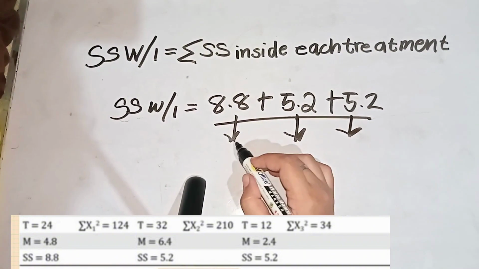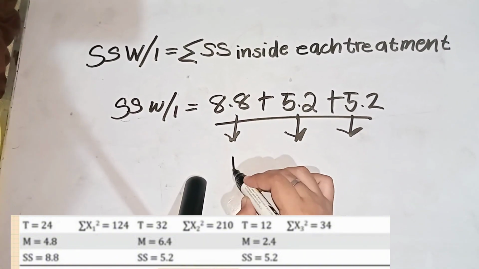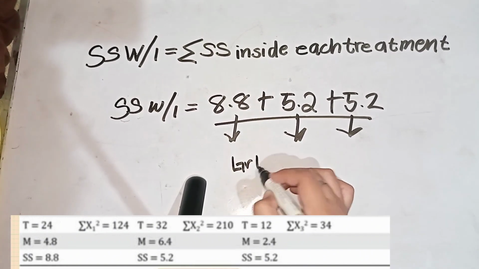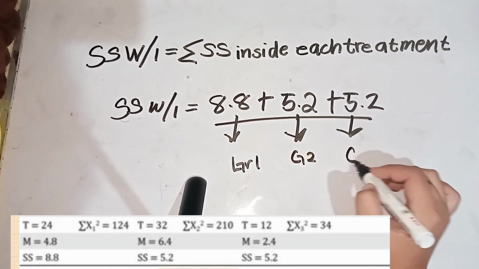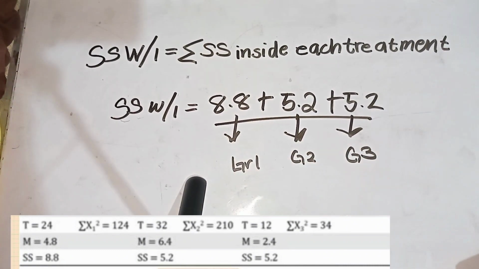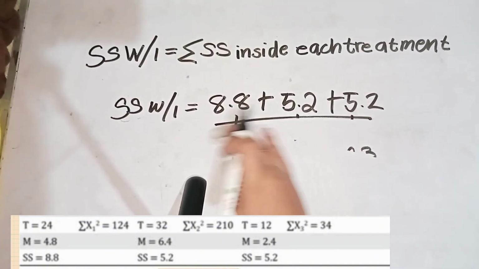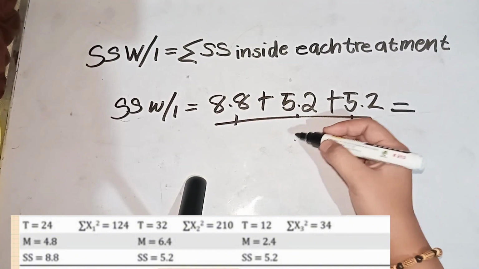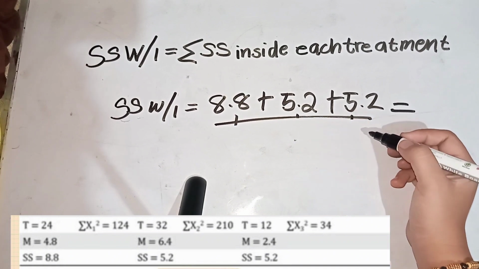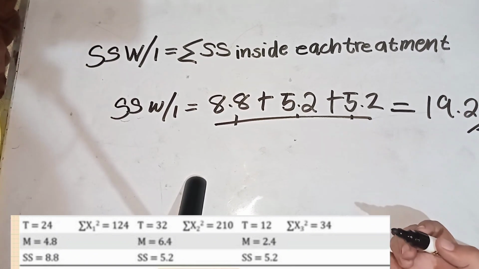Asa man nato gikuha sila? Gikuha nato sila sa sum of square sa group 1, group 2, o group 3. Kato ilang sum of square. Then, pag human, atong i-plus. 8.8 plus 5.2 plus 5.2 equals 19.2. So, mao ni ang atong within treatments.